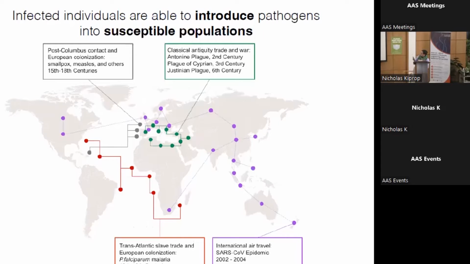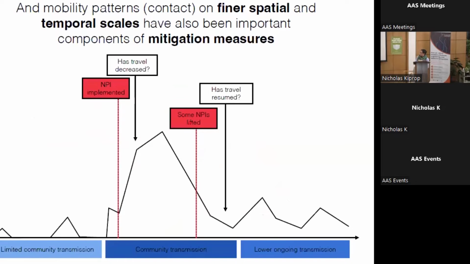And so this is not a new problem at all. So this has been long an issue. Here's an example of a couple different things historically about the spread of different pathogens that were all driven by human travel. So you have everything from smallpox or measles, thanks to Columbus, down to the first SARS-CoV-1 epidemic that occurred in 2002 to 2004.